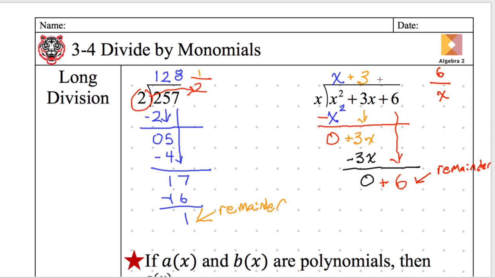So my full answer over here was 128 and a half. My answer here, and I'm going to write it down here again, is x plus 3 plus 6 over x. You said 3, not 6. I don't know why I did a 6.